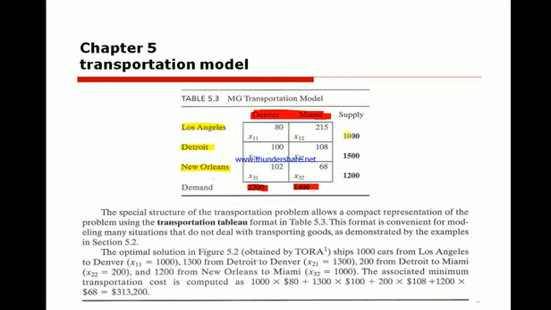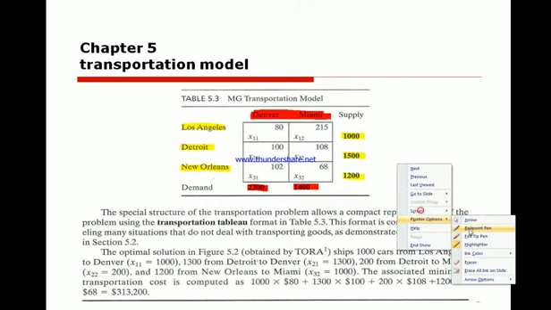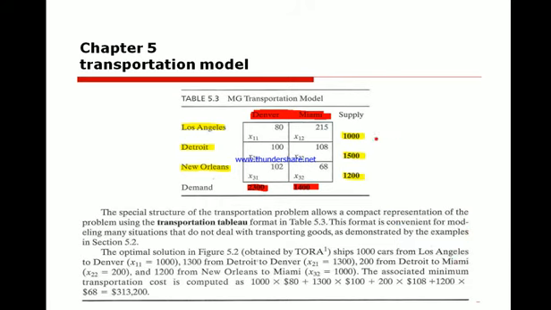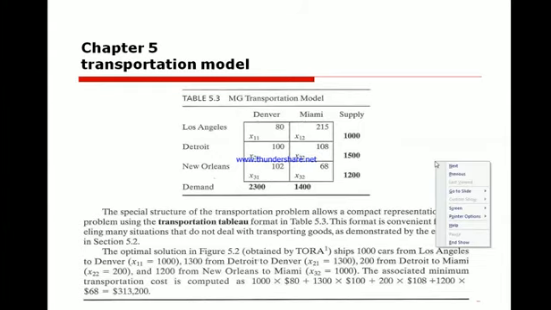To start with, let's calculate. We need 2,600 and 1,400 cars, and we have a supply of 1,000, 1,500, and 1,200. In total, the supply is 1,000 plus 1,500 plus 1,200, which is 3,700, and the demand 2,600 plus 1,400 is also 3,700. So the system itself is balanced. What's meant by a balanced system? The amount of supply equals the amount of demand.